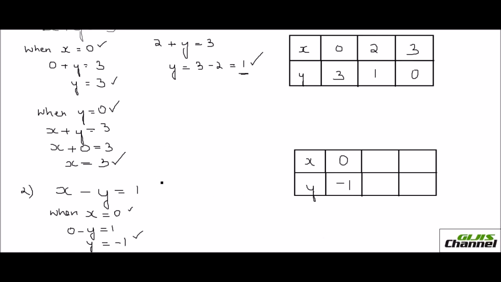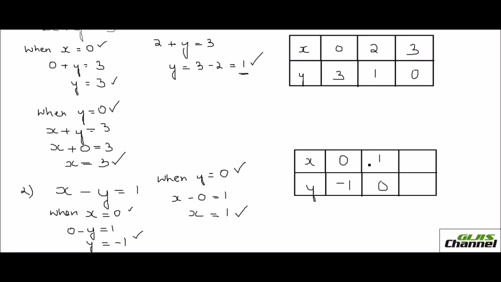Now let's do when y equals 0. Okay, next let me take y as 0. So what happens? It is x minus 0 equals 1. So your x is equal to 1. So when y is 0, your x is 1.